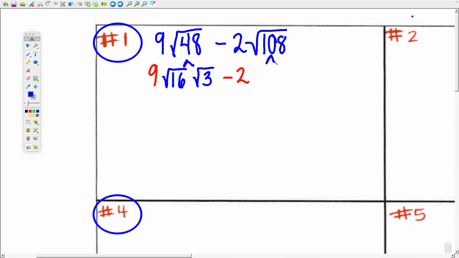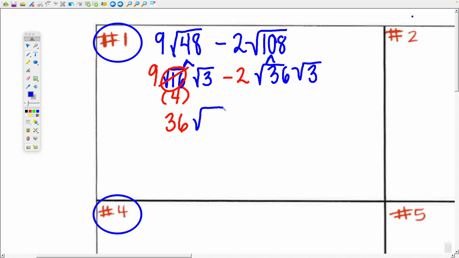108, that's going to split into, I believe, 36 and 3. Then, yeah. And now the numbers that we simplify. When you simplify your radical that's perfect, you multiply by whatever's already out there. This will become 4. So 4 times 9 gives me 36. And I'm going to leave this alone. And then this will become 6. Cross out the radical. And what is 6 times 2?